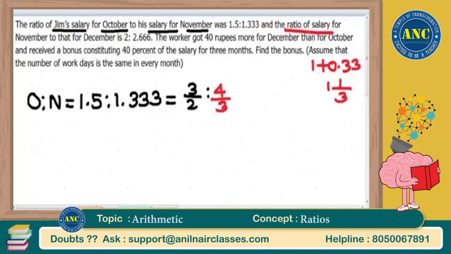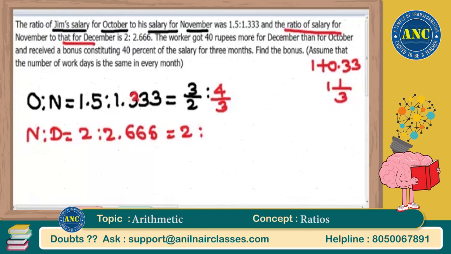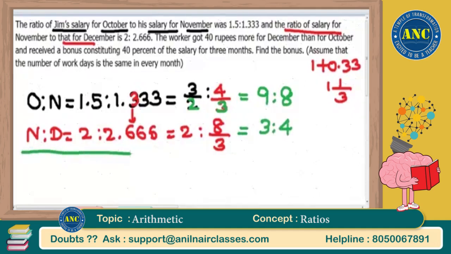Read the next statement. Ratio of salary for November to December. November to December ratio is 2 is to 2.66. 1.33 double is 2.66. 4 by 3 double is 8 by 3. Now, I don't like to work with fractions. Convert it to whole numbers. Take the LCM of 2 and 3 and then simplify. Let us not waste time doing all those things, sir. First one you will get as 9 is to 8. Second one you will get as 3 is to 4. That LCM simplification I am sure you know by now.